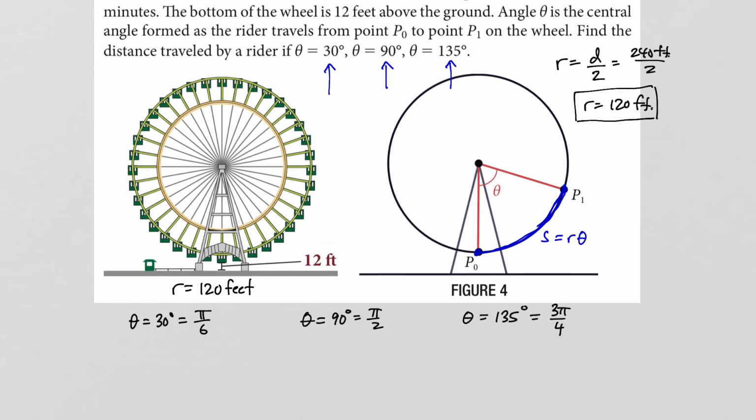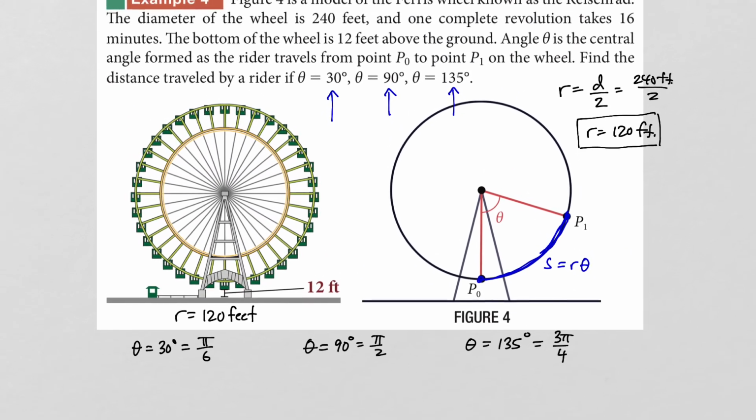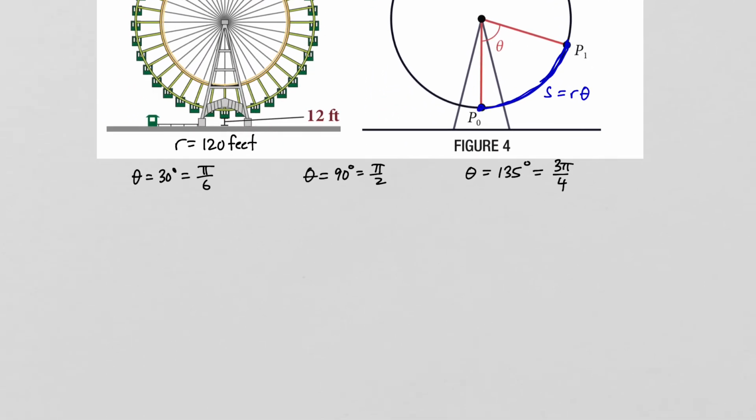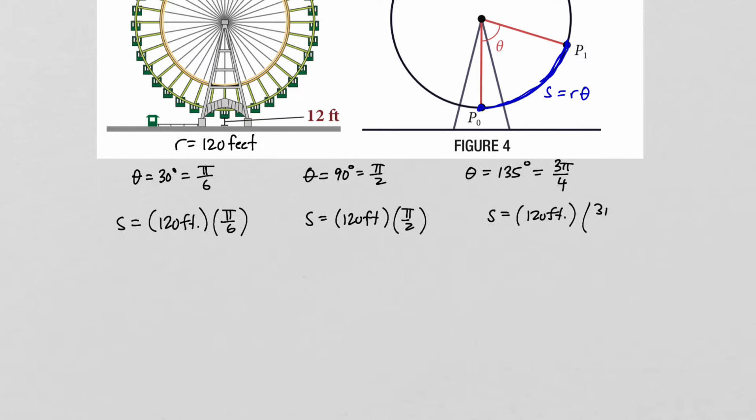So I will set up all of these problems simultaneously. For the first angle, the arc length is going to be r, which is 120, multiplied by theta, which is pi over 6. For the next one, we do the same thing. Radius is 120, multiplied by theta, which is pi over 2. And finally, we have 120 multiplied by 3 pi over 4. And for this, you can actually get exact values.